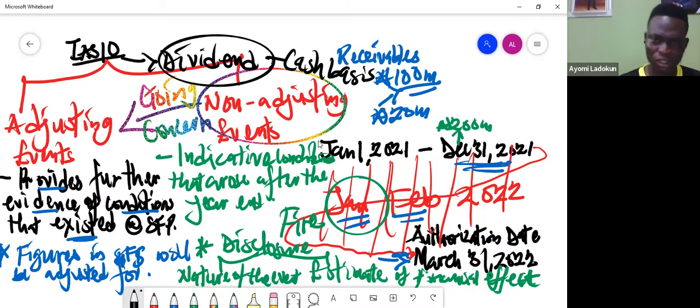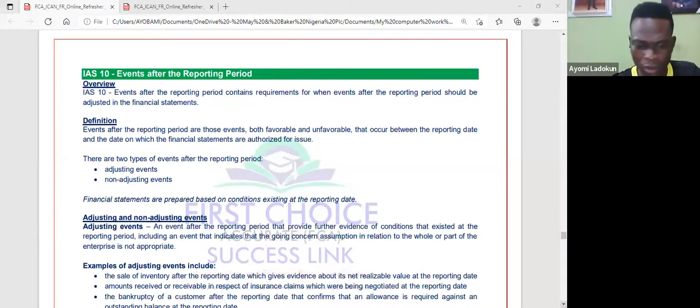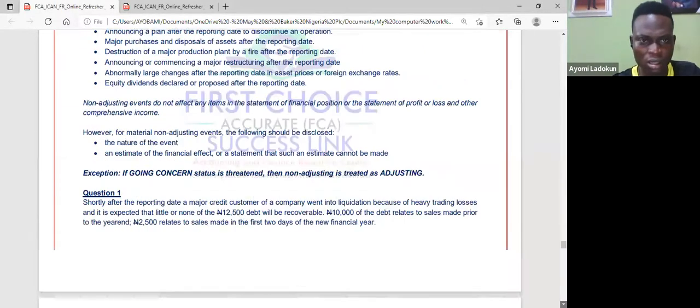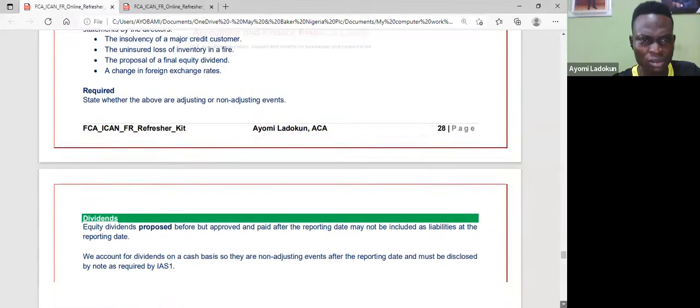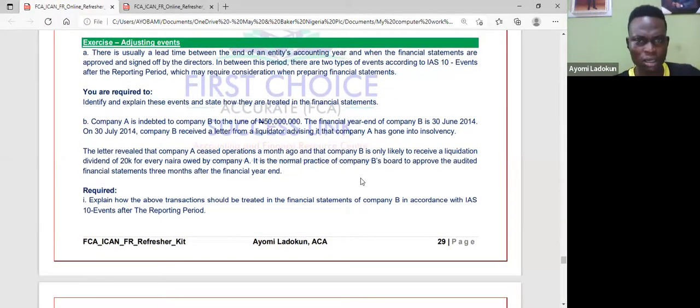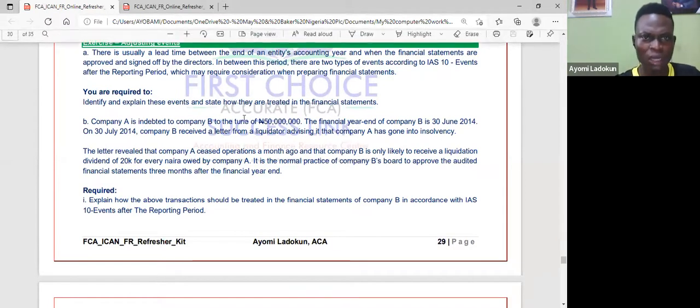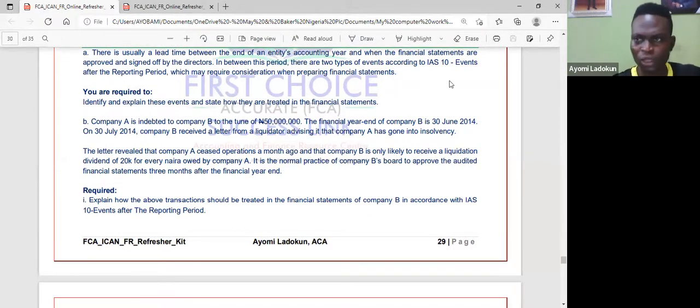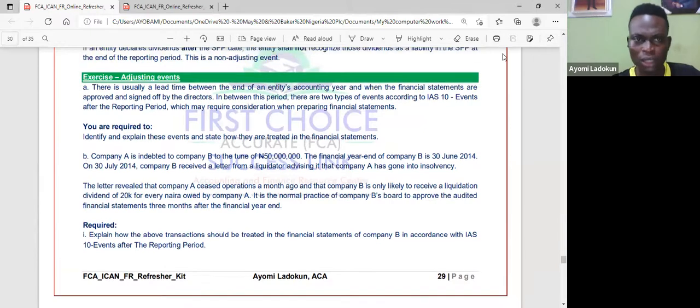So let's look at a question to demonstrate our understanding so that we can move on right in time. Let me try to go back to our slide and see whether we can pick a question. You have a question there. The solution is there. I think that one is straightforward. Okay, I think I'm interested in this one. Now look at this question, a part of the question. It says there is usually a lead time.